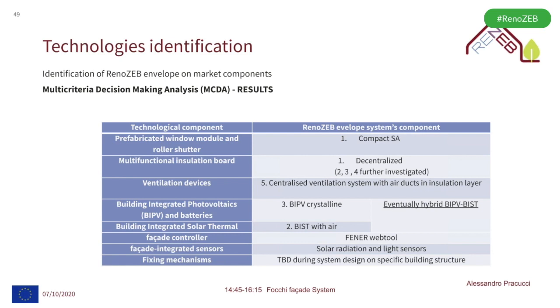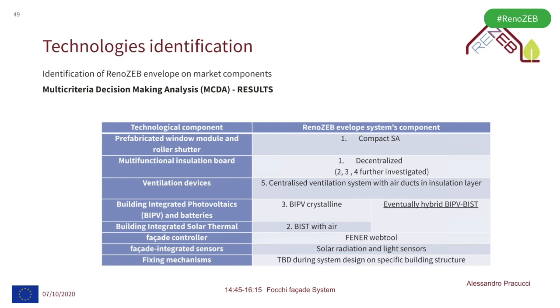And then different BIPV have been analyzed, and the crystalline seem to be the most effective. We know that facade decrease the performance of photovoltaic because the vertical position is not the most efficient one, but crystalline can better manage this aspect. For what concerns the solar thermal collector, we have supposed to use solar thermal with air.